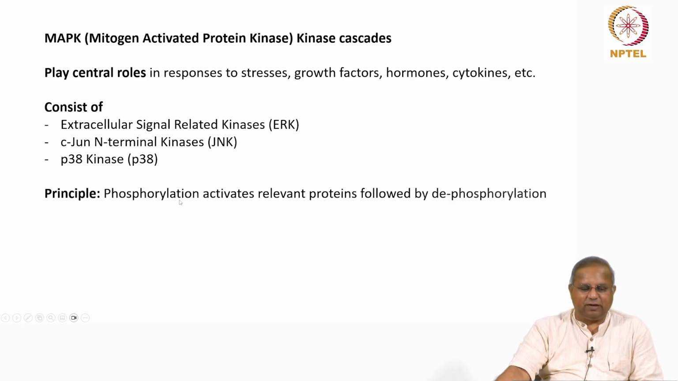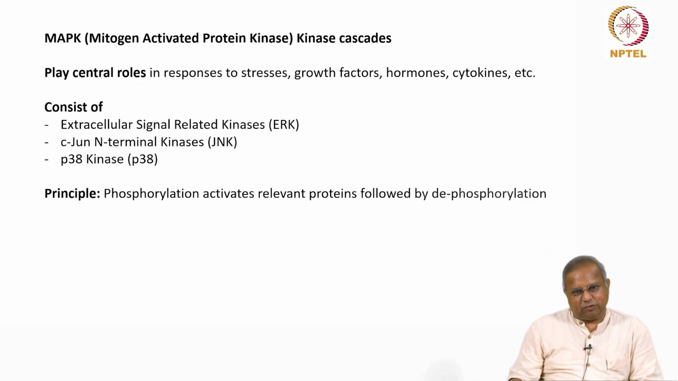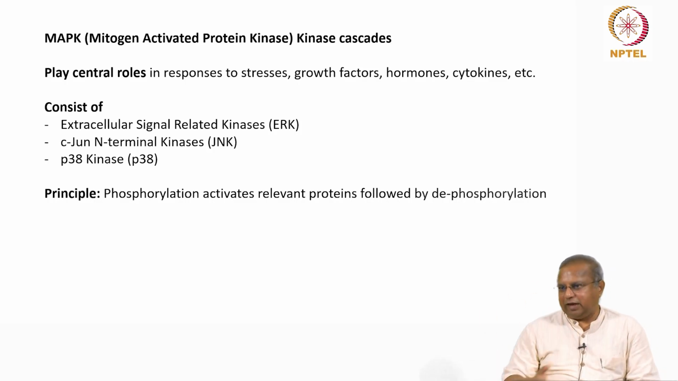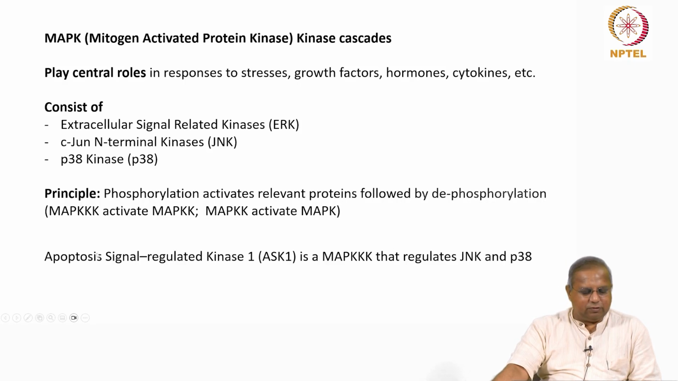And the principle is something like this: phosphorylation activates relevant proteins, followed by dephosphorylation, which gives you back the original protein. So, that way a cycle gets set up, and a process can happen in a cyclic fashion, which is what makes continuous processing possible in the cell. As mentioned, MAPKKK activates MAPKK, MAPKK activates MAPK, and so on and so forth.